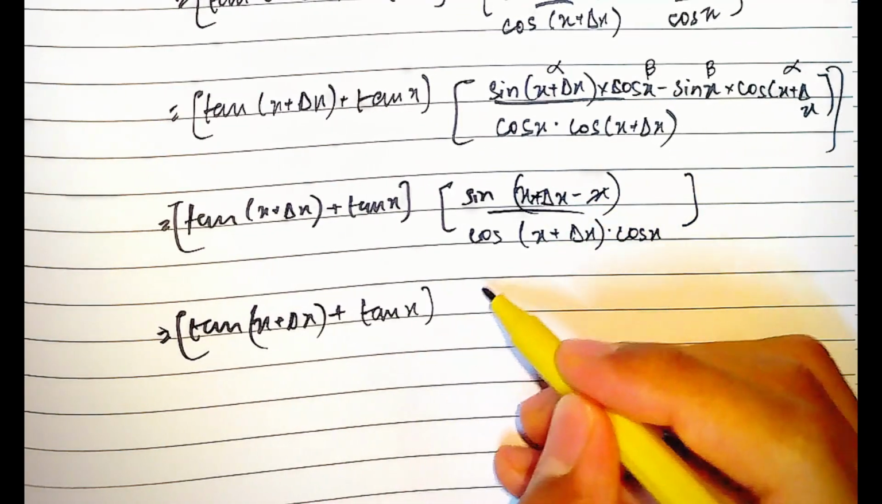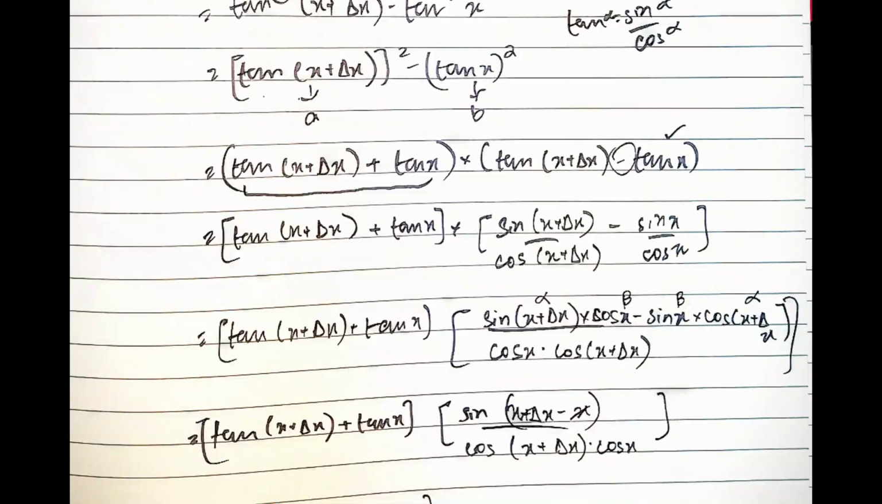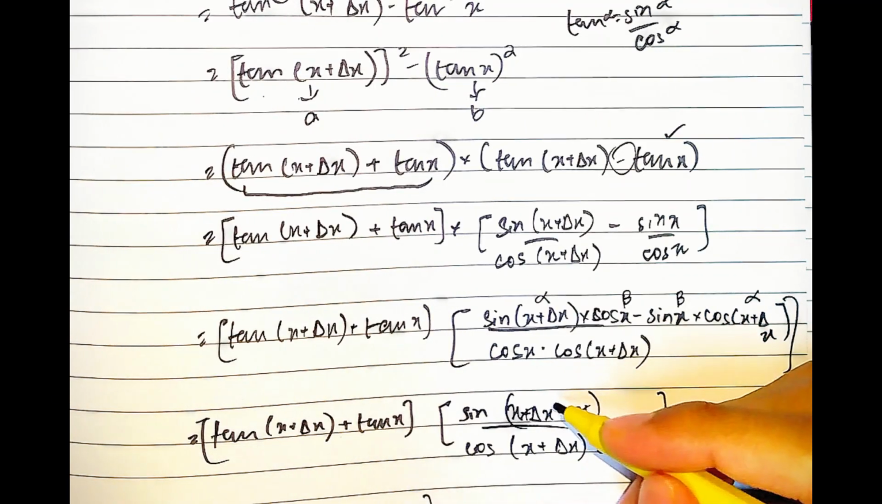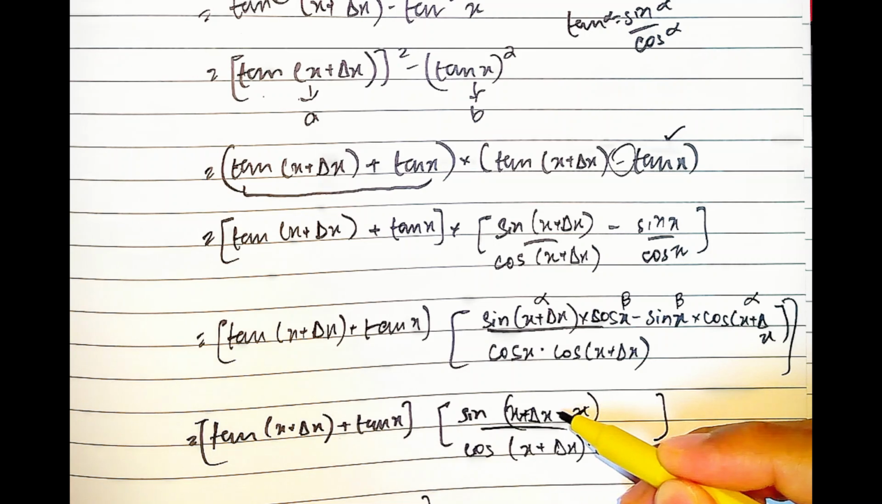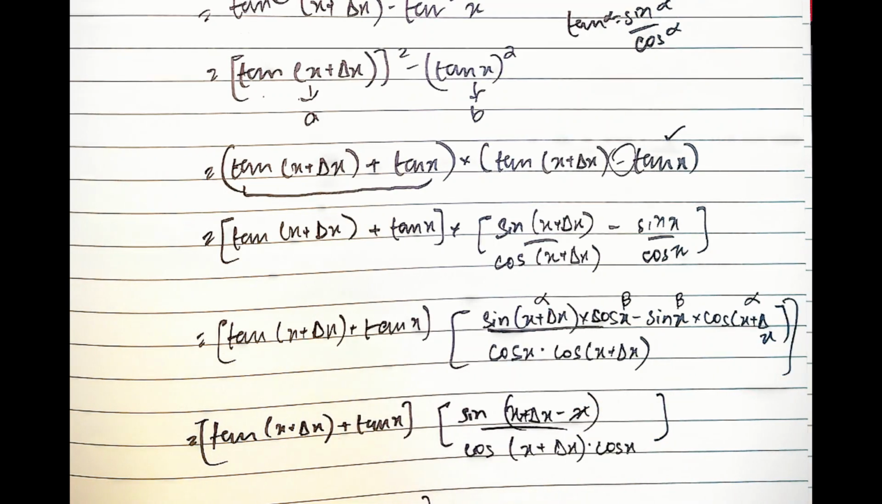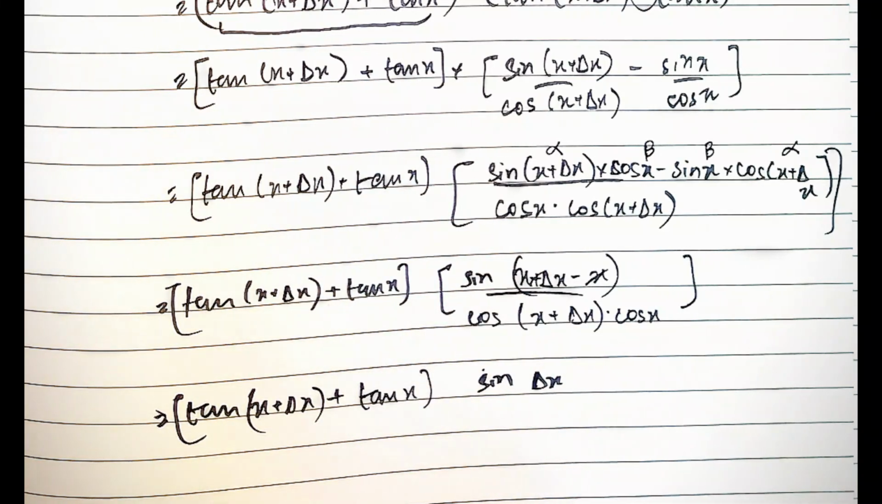Now this is cancelled. And you see, this is the reason why I was keeping the negative term on the last. You see, if there wouldn't be a negative sign over here, there would be a positive sign over here, right? And if there would be a positive sign over here, we won't be left with sine delta x. Now, what's the purpose of having sine delta x?